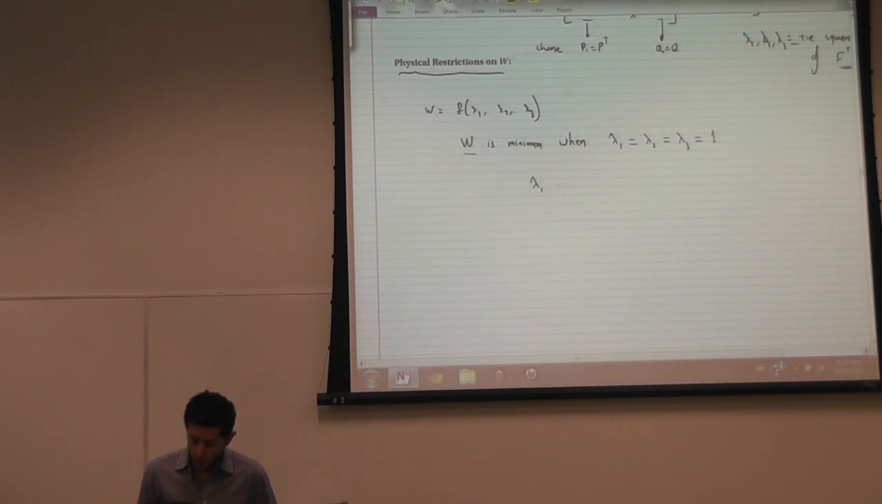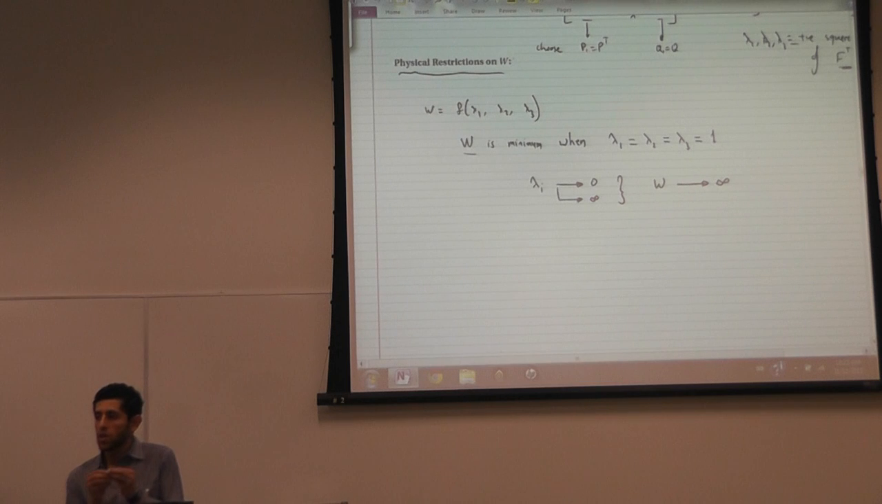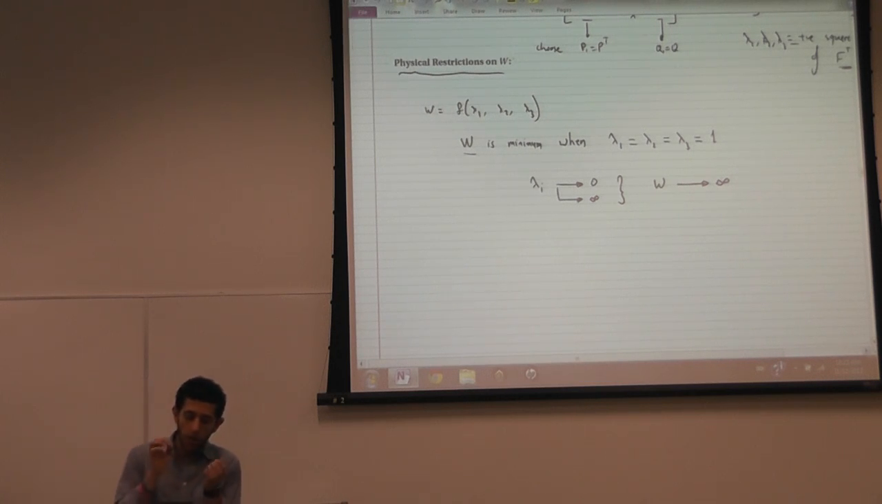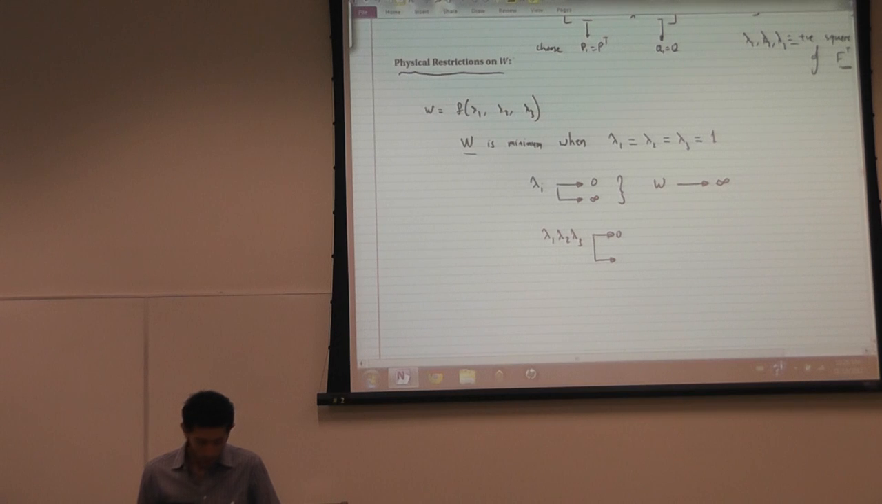As lambdas go to 0, or as lambdas go to infinity, W has to go to infinity. Because as you stretch the material, or as you compress the material to 0, you need an infinite amount of energy to compress it all the way to 0. As lambda 1, lambda 2, lambda 3 go to 0 or go to infinity, W also needs to go to infinity.